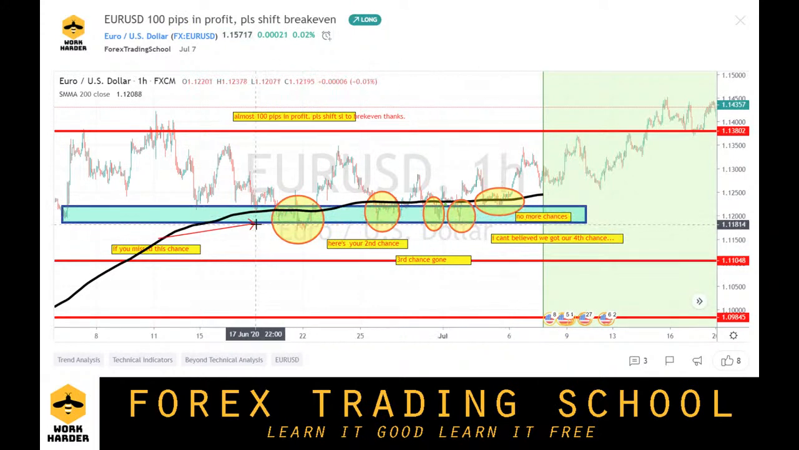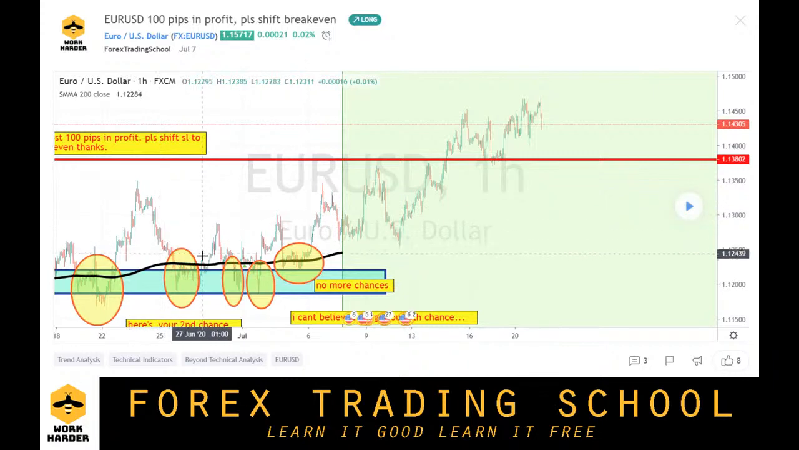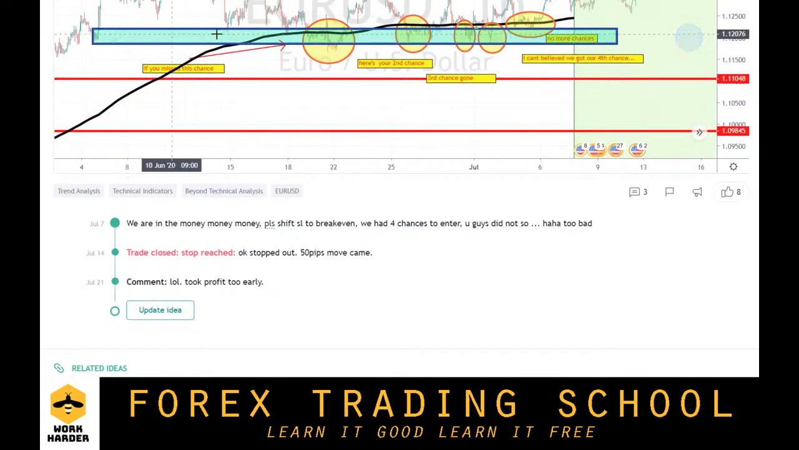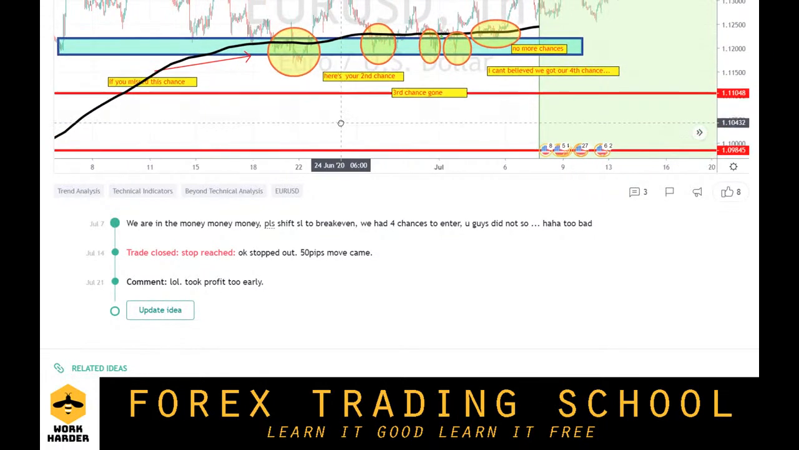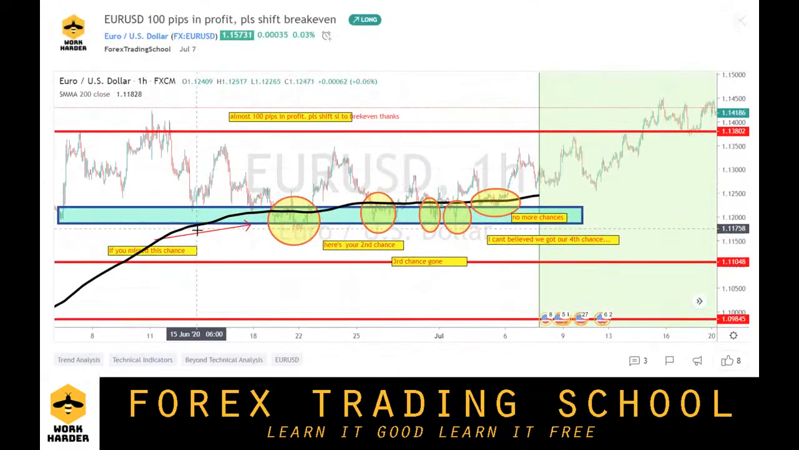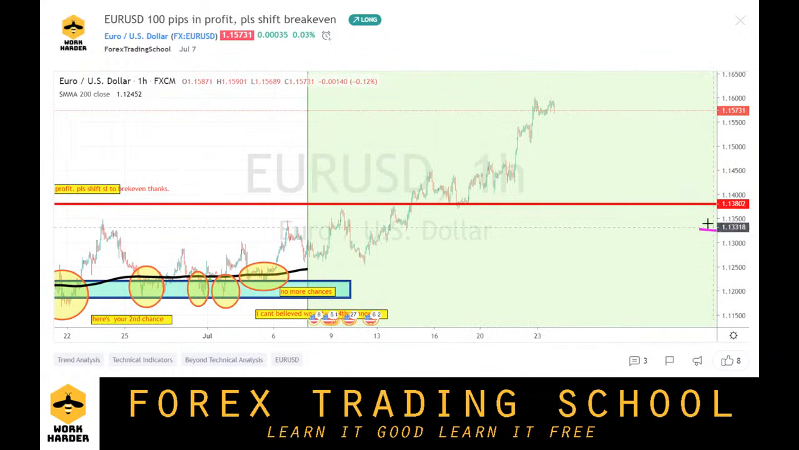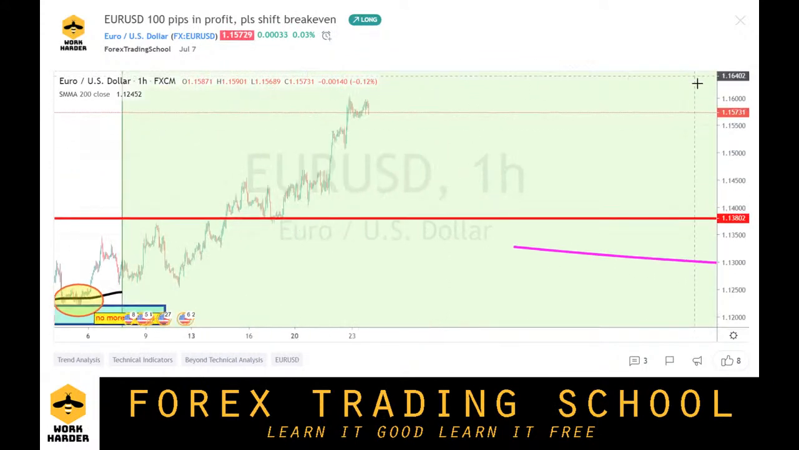If you did not take any of the 5 chances, so sorry, price did break above the 200 moving average, and it came back a few times together with the blue zone. This is the demand zone. Okay, and you can see very obviously price went where? The way up. Okay, this is very obvious.